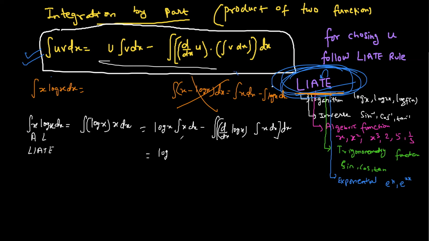How can we simplify? Integration of x is what? The derivative of log x is 1 by x. And again integration of x is x square over 2. Now x cancels. Minus 1 by 2 x dx.